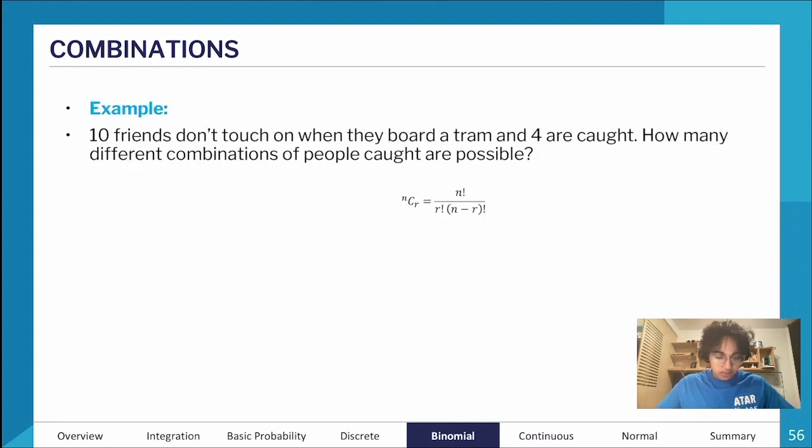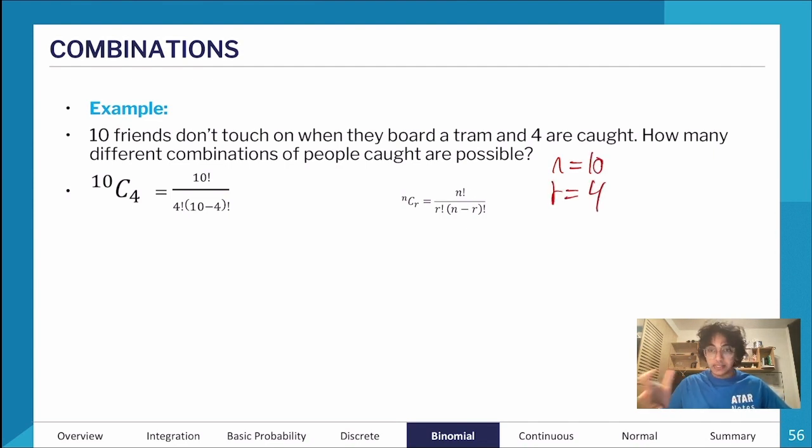So let's look at this. 10 people touch on when they board a tram and 4 are caught. How many different combinations of people are possible? So we're going to say that the number of people possible is 10, right? And the groups are 4, right? So I'm choosing 4 from 10. How many ways can I choose 4 from 10? That's what this is asking, right? So you read this as 10 choose 4.